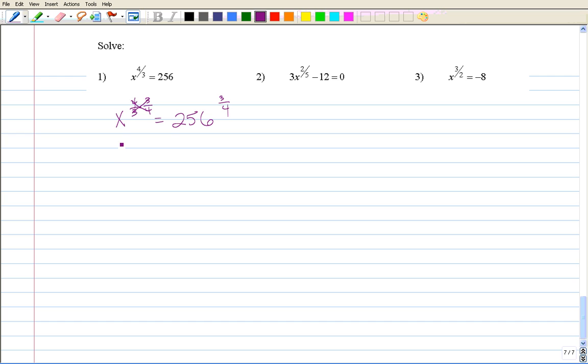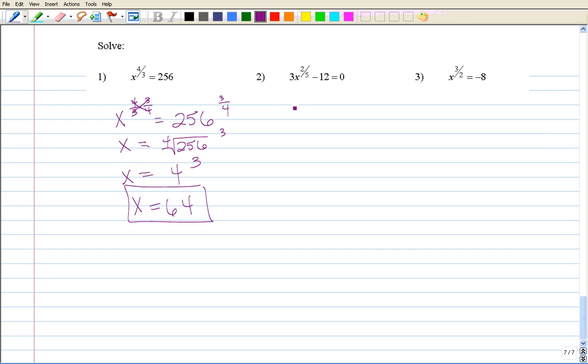The exponents will cancel, so we just have x to the first power equals, and if you don't like thinking about it in the form of a rational exponent, rewrite it so that you have the 4th root of 256, cubed. The 4th root of 256 is 4, and 4 cubed is 64. And that's my answer.